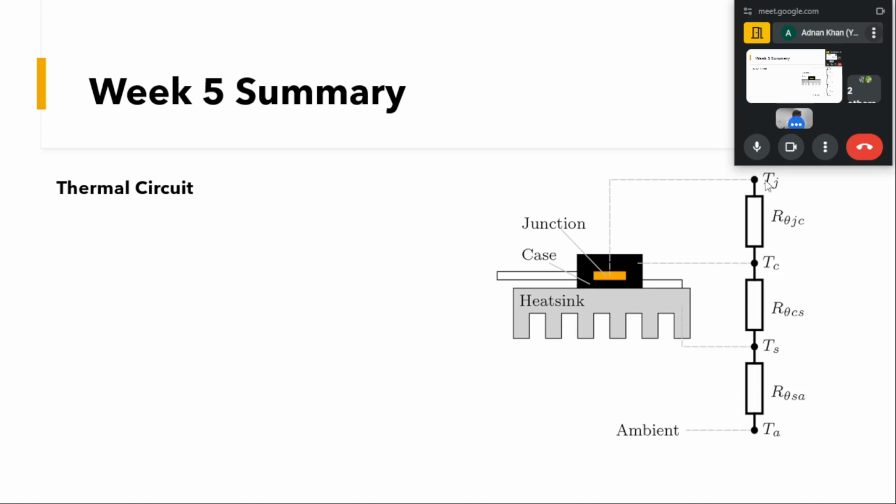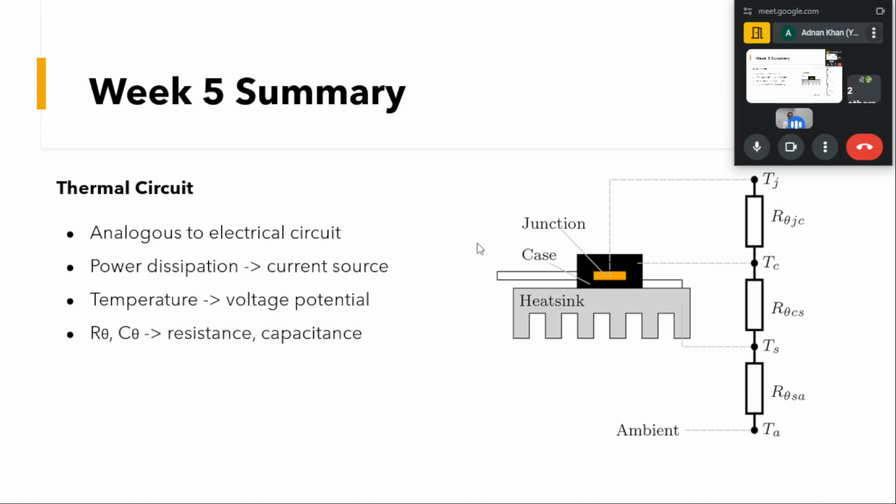And if we know these thermal resistances and we know the power loss, we can calculate the temperature at different points, like at the junction, case, or sink. Usually the ambient temperature is around 25 degrees, at room temperature, but in some converters which are in an enclosure, this ambient temperature may be higher, like 50 degrees or 75 degrees or so on.